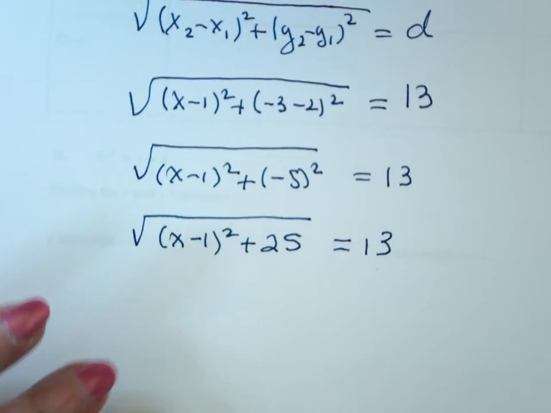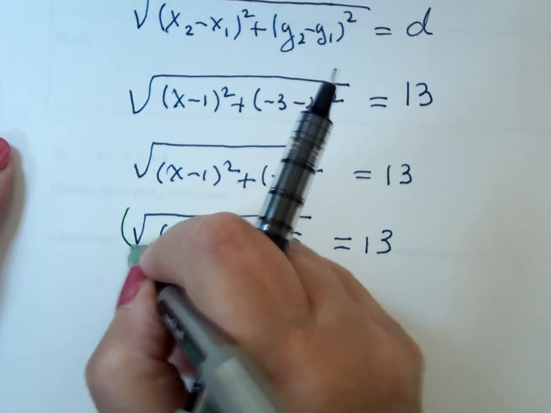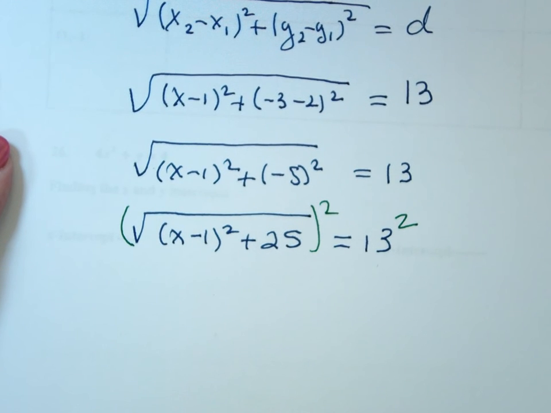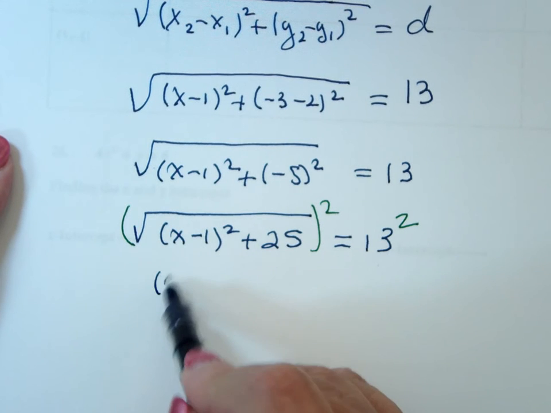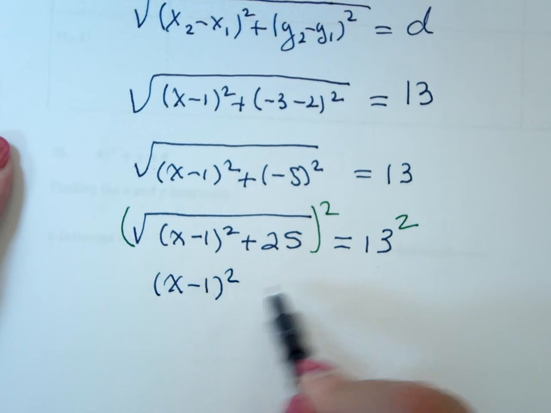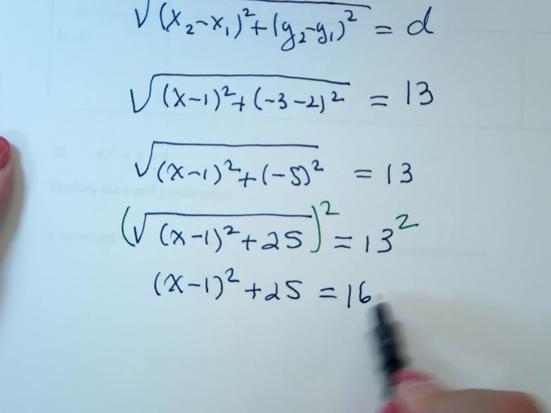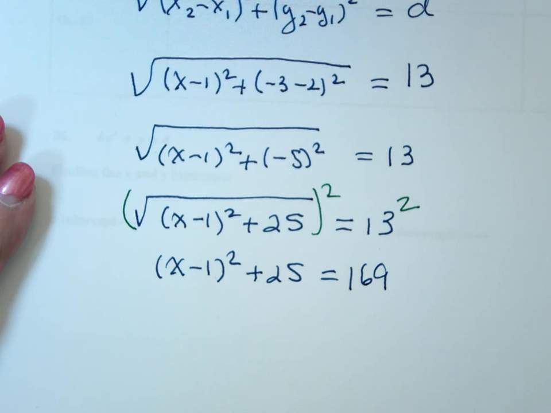Now what do I need to do? Square both sides, because I need to get rid of the radical. Well, it's an equation. What I do to one side, I have to do to the other. So that (x minus 1) squared plus 25 equals 13 squared, which is 169. It's one of the few. I know what 15 squared is. Don't know what 14 squared is.